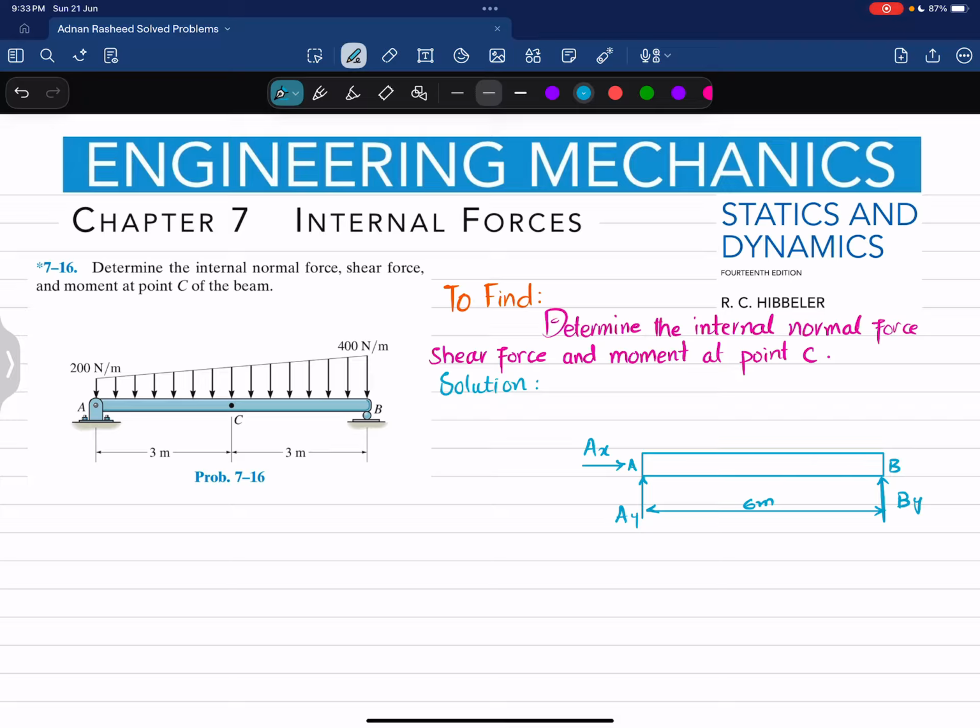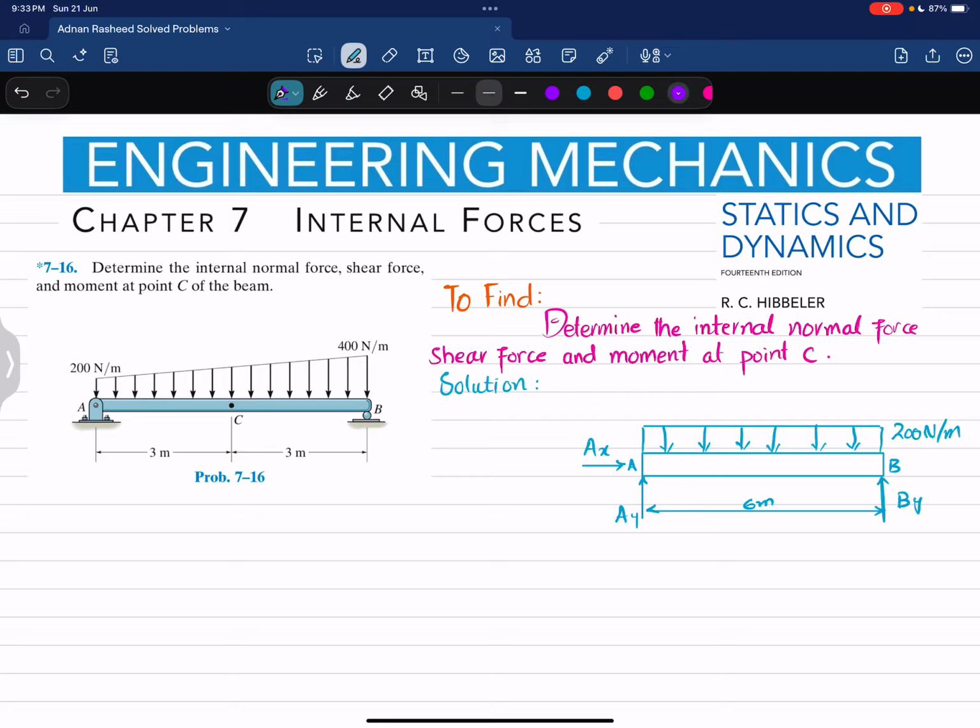Now you can see here we are going to split this load into two types of load. One is a distributed load having a magnitude of 200 Newton per meter. So for that I will draw a rectangle like this. You can see this is a uniformly distributed load, and this load will have a magnitude of 200 Newton per meter.